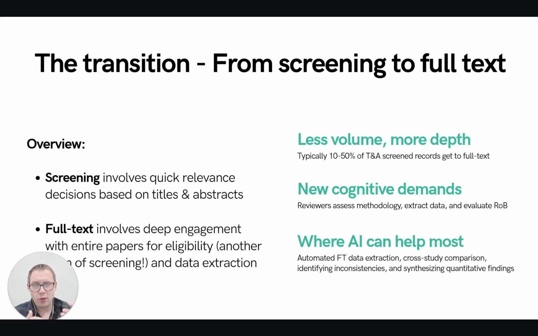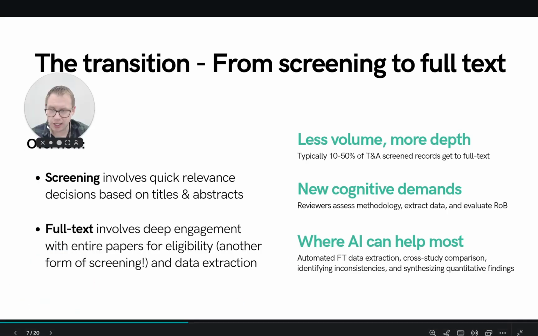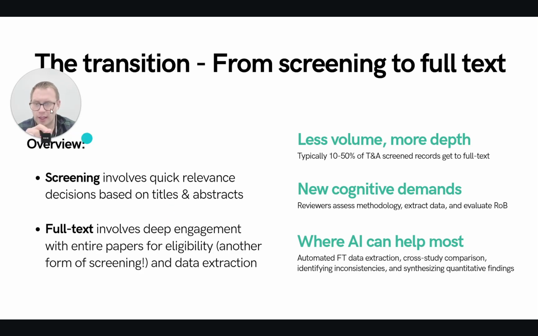And so how do we go from screening to full text? So again, screening involves quick relevance decisions based on titles and abstracts. Full text review involves much deeper engagement with entire papers, trying to determine eligibility. I might just describe it again as, does this paper meet our include, exclude criteria? Those could be very formally documented, or it could be kind of heuristics based. In my mind, I have some things I'm looking for in a paper.